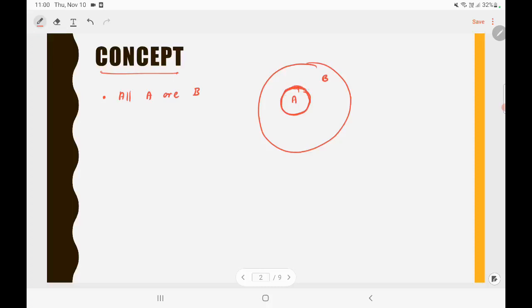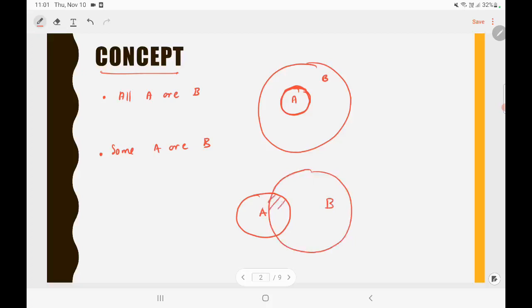Now if you are given a statement like some A are B, that means only some A are B and some A are not B. So you have to draw the diagram like this. If this circle represents the set of A, you should draw B like this. This means that this much of A are B and this much of A are not B. So this is how you need to draw the Venn diagram for some A are B.